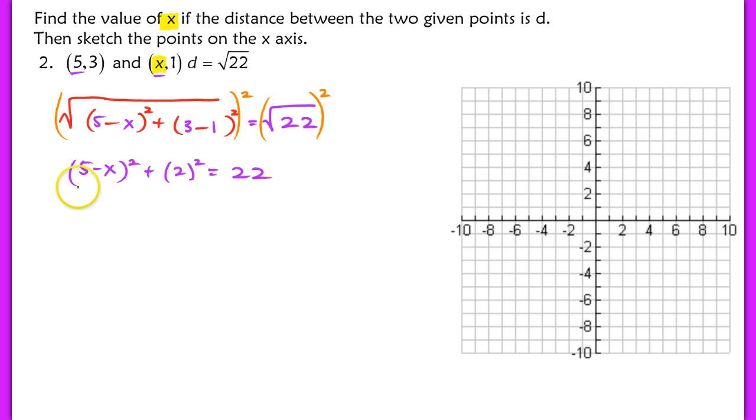Now here you notice that I wrote that as 5 minus x. Remember, the rule with distance is you can switch those around because you're squaring this value, so it doesn't make a difference if you choose to put 5 minus x or x minus 5. So I'm just going to rewrite that in an easier form for me. I'll write that as x minus 5 squared. So I have x minus 5 squared plus 4 equals 22.